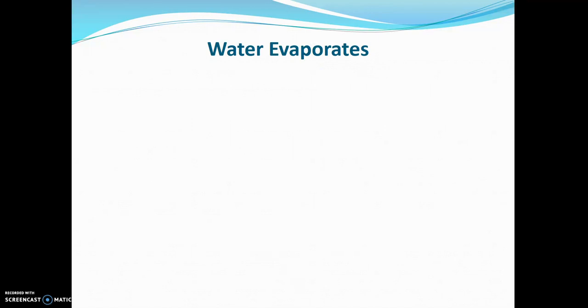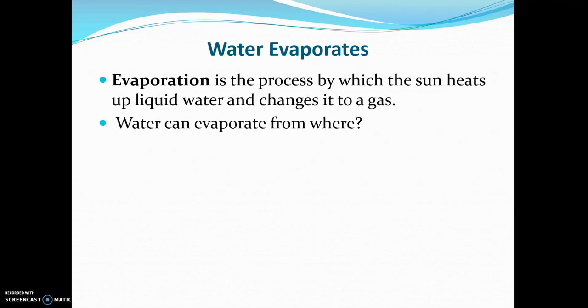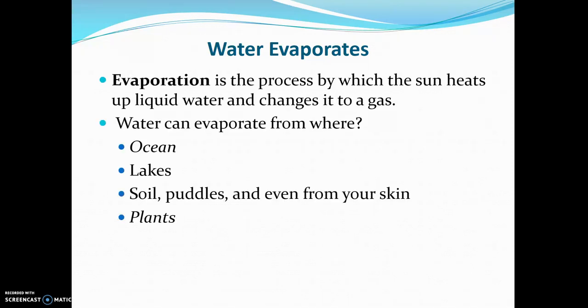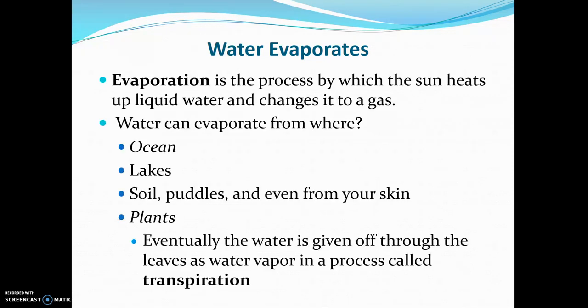So the first thing that water does in the water cycle is water evaporates. Evaporation is the process by which the sun heats up liquid water and changes it to a gas. Water can evaporate from an ocean, from a lake, from soil, from puddles, even from your skin or from grass on the ground.